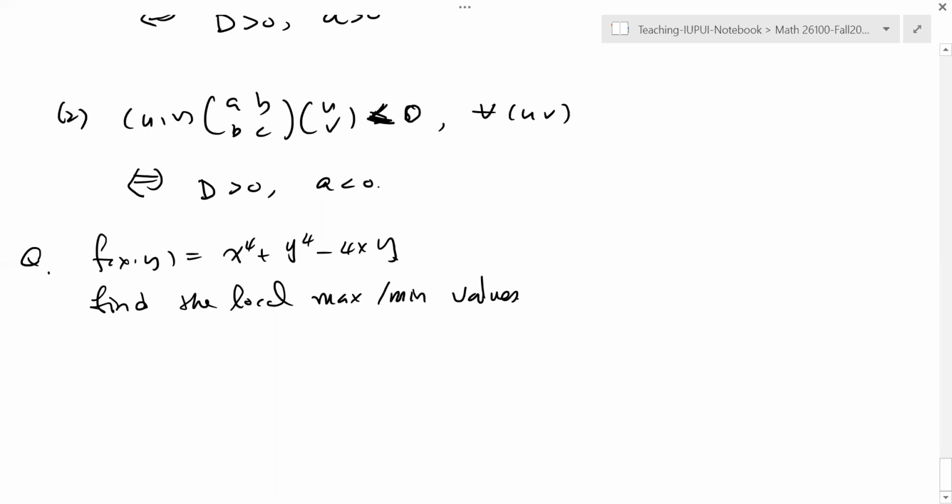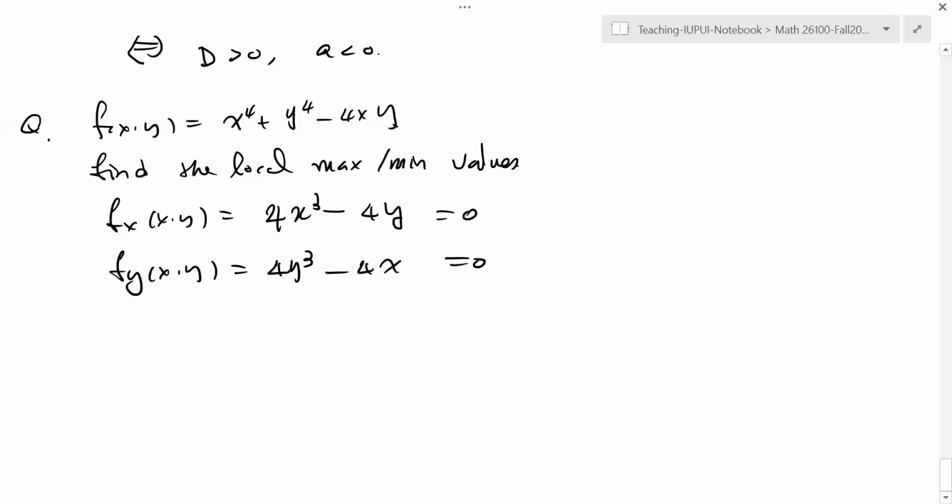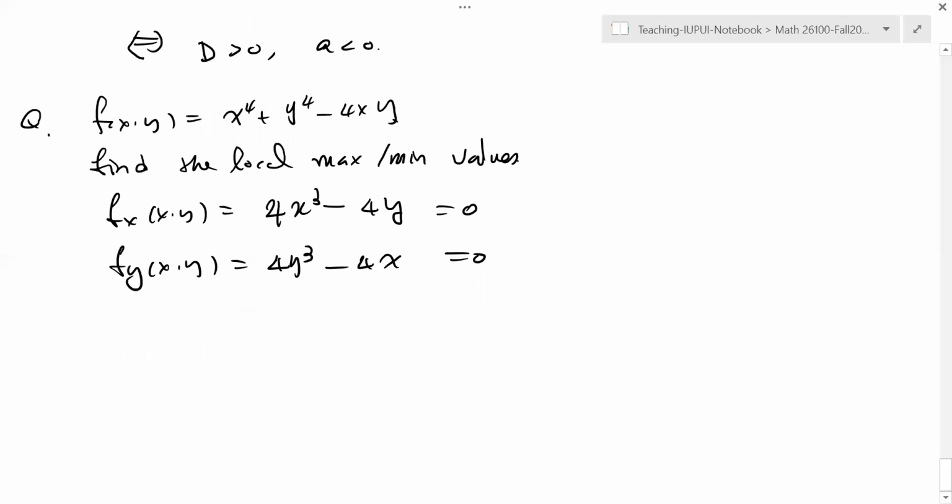All right. So first of all, let's find the critical point. It's 4x cubed minus 4y, right? Then the partial derivative is 4y cubed minus 4x. I'm going to set this to be 0. Now, how do you solve this? I have to be careful, right? So you get two equations.